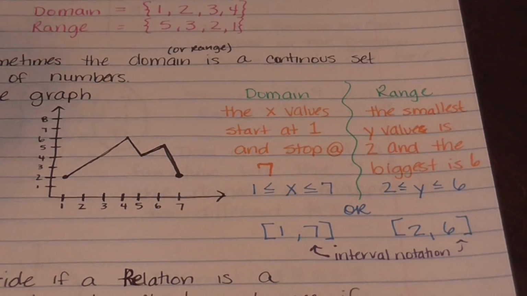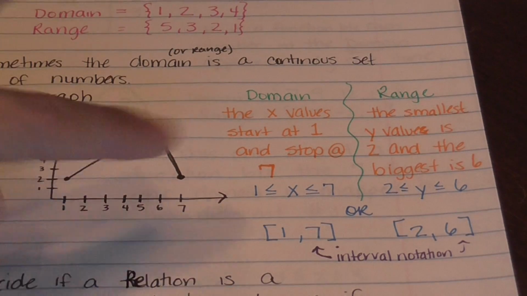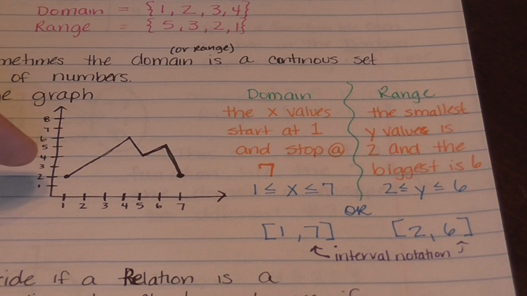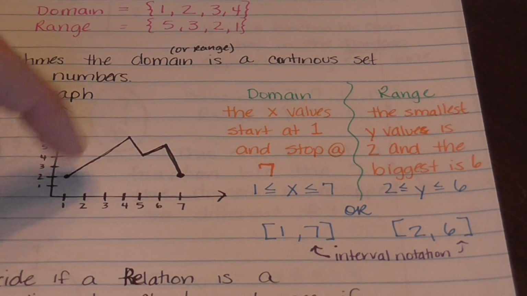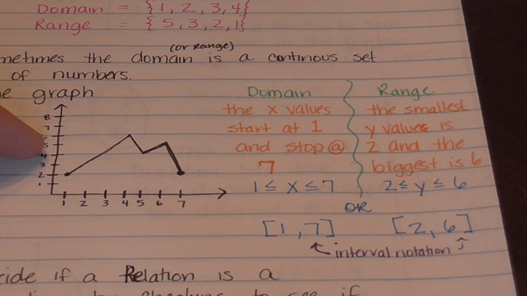So the range is the smallest Y value to the highest Y value. Again, I'm not looking at how far left or right it goes. I'm looking at how low does it go and how high does it go. So the lowest point on this graph is 2, and it hits it twice, and that's not a big deal. So the lowest point is 2, and I can stop going up at 6.